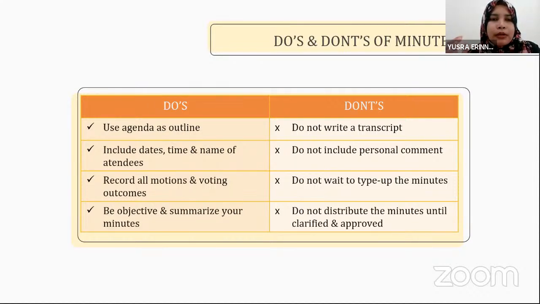Record all motions and voting outcomes. From the hands-on session just now, the free flow one failed to do this. I hope you can see my cursor. Fail to do this one: record all motions and voting outcomes. There are no motions and actions recorded in the free flow hands-on just now. And then the last one is to be objective and summarize your minutes.